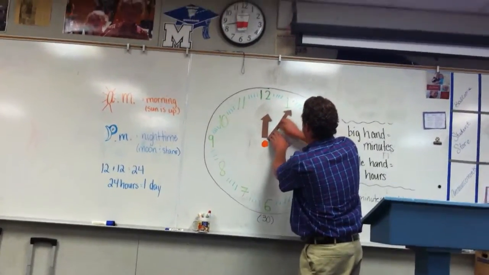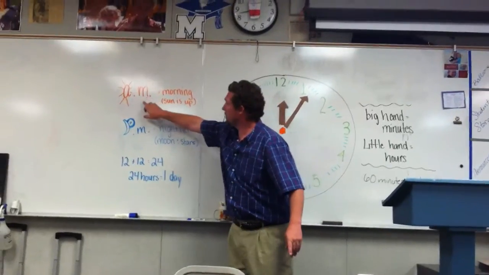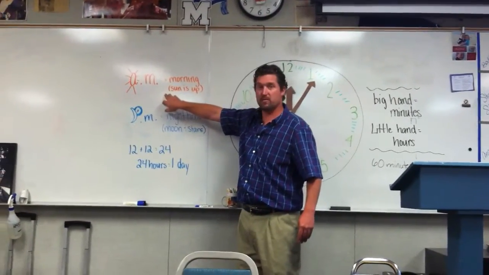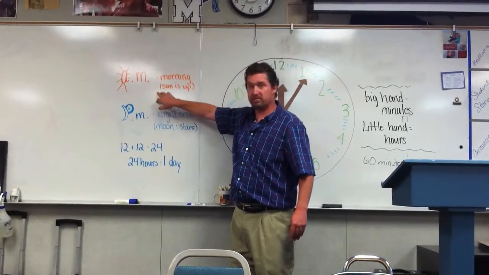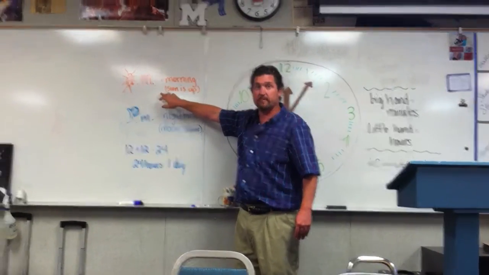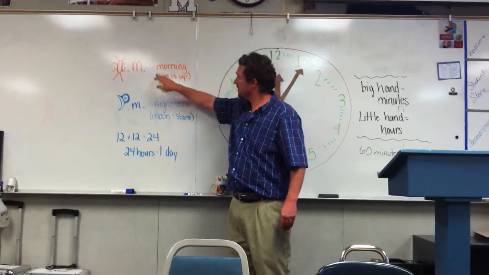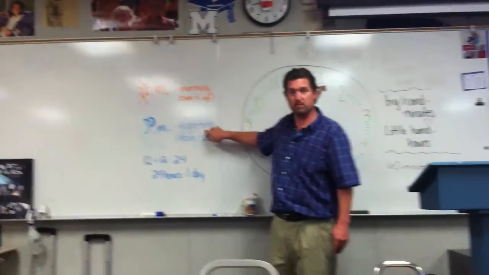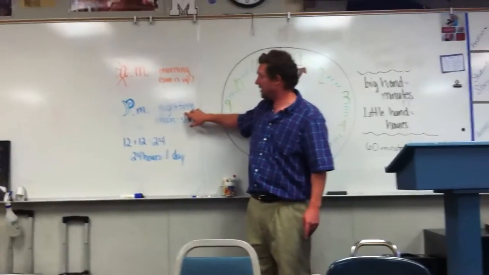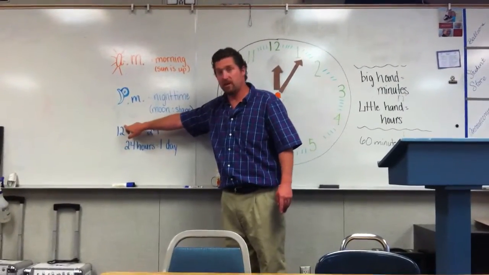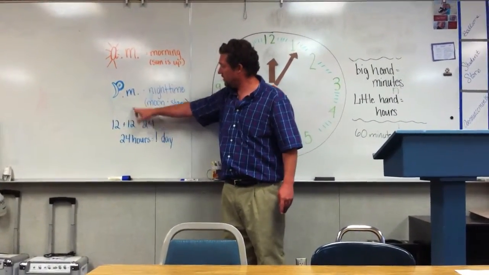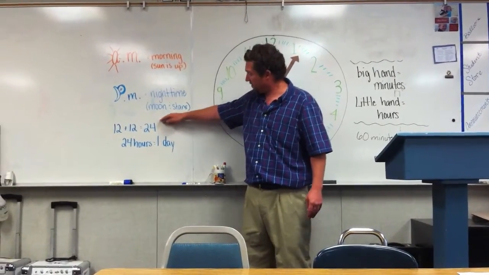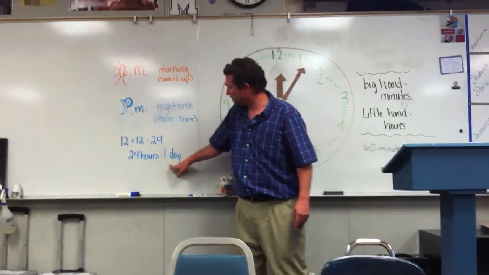Okay, so there we go. We got our AM. This is the morning hours. Early morning, when you go to school, when you eat your breakfast, when you brush your teeth. Your PM is your nighttime hours, when you go home from school, when you eat dinner, when you go to bed. You got 12 hours of AM, 12 hours of PM, which make 24 hours a day. Correct. 24 hours in one day.